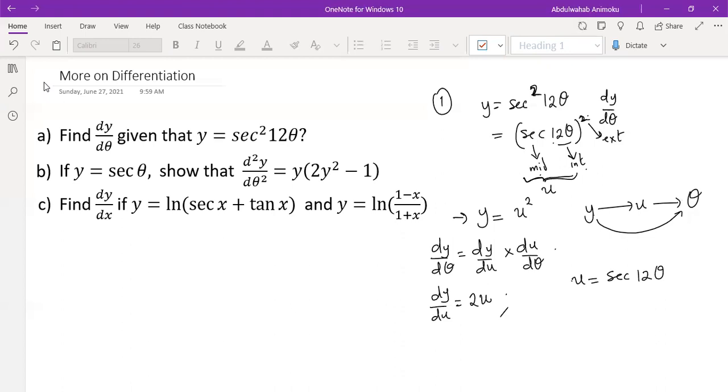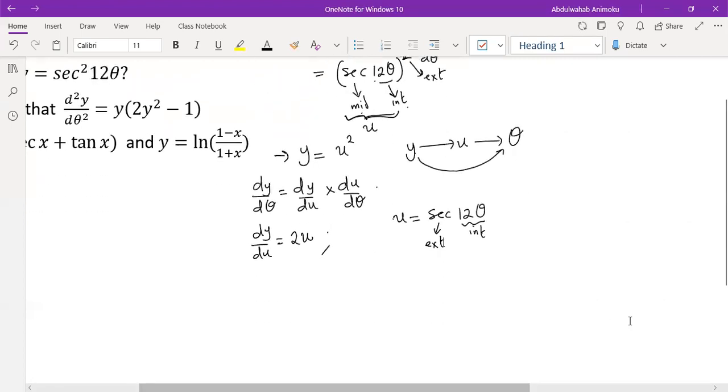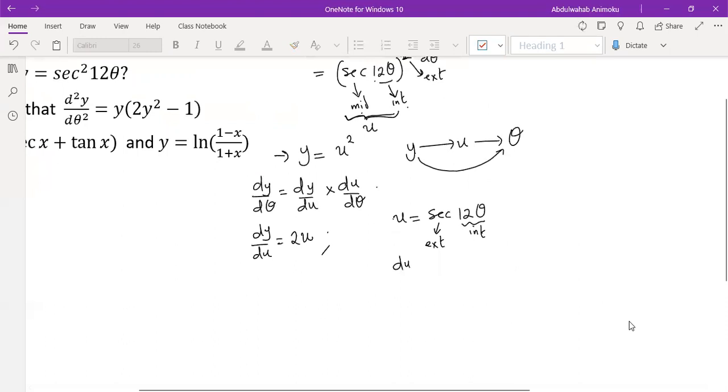Now, again, notice that you have a nested function here as well: secant and 12 theta. So this is the inner function, the interior, and this is the exterior. We are going to do this one at once, so pay attention. To find du d theta, you have to find the derivative of the external one multiplied by the derivative of the internal function.